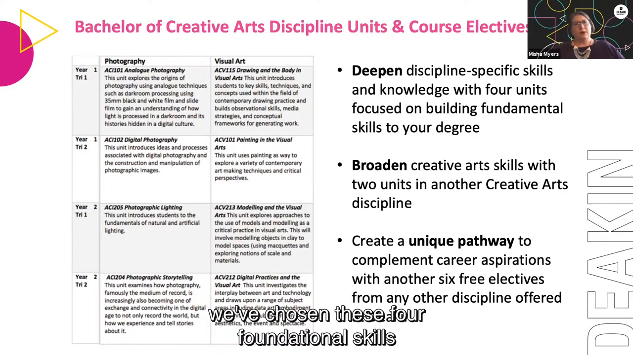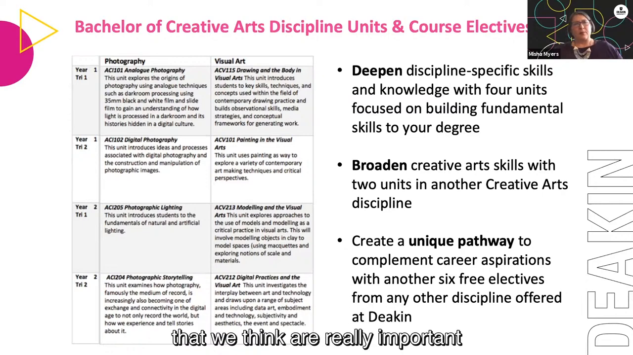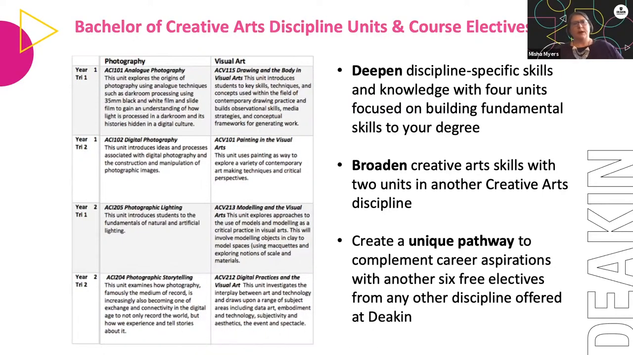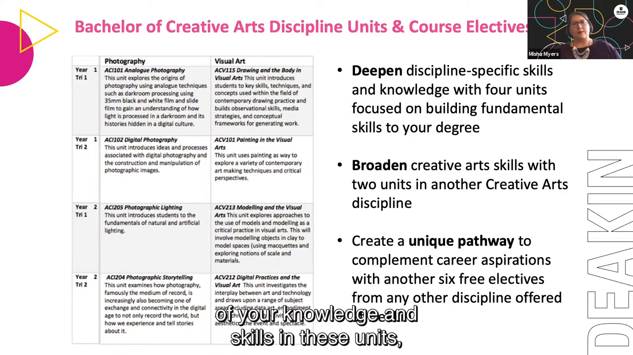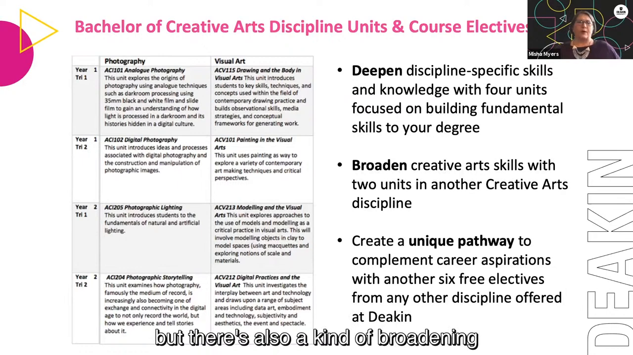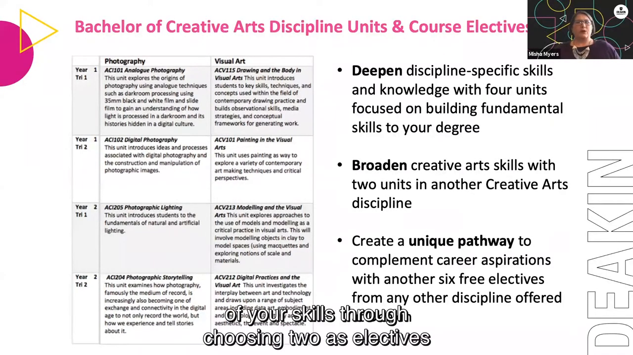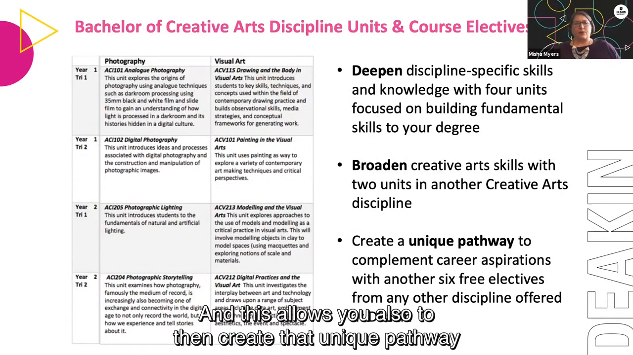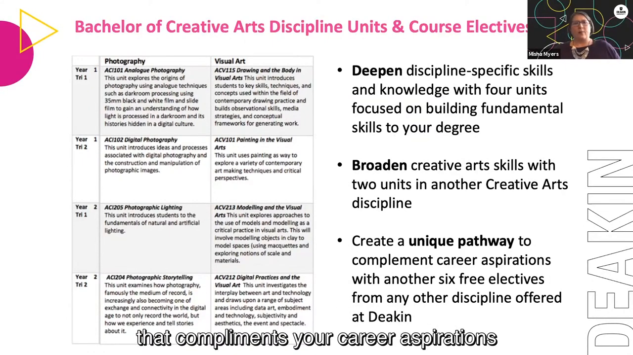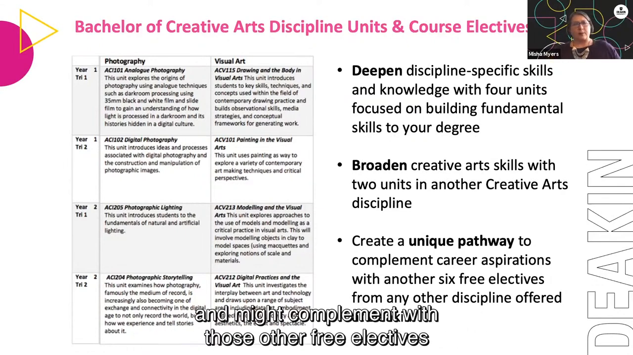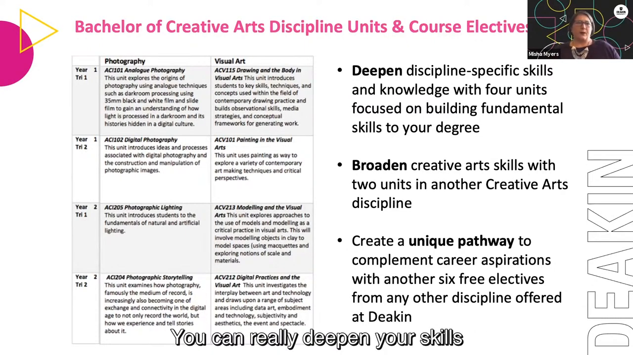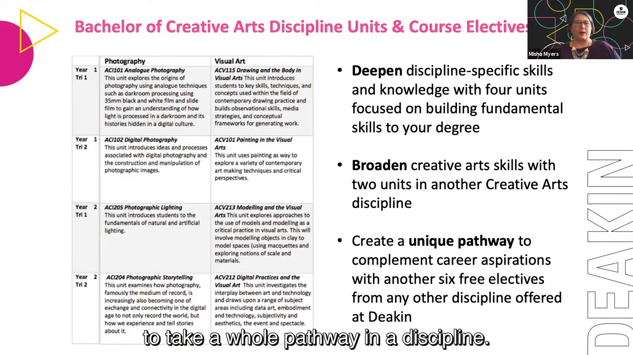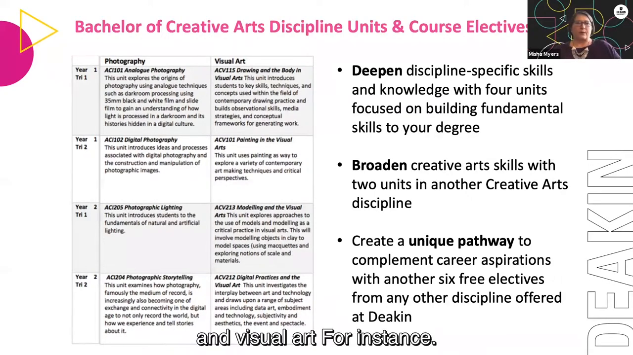We've chosen these four foundational skills that we think are really important to build each of the disciplines. So there's a deepening of your knowledge and skills in these units, but there's also a broadening of your skills through choosing two as electives in another discipline. And this allows you also to then create that unique pathway that complements your career aspirations and might complement those other free electives that you choose. You can really deepen your skills in a particular discipline if you took all four of these and use some of those free electives to take a whole pathway in a discipline. So you could do both photography and visual art, for instance.